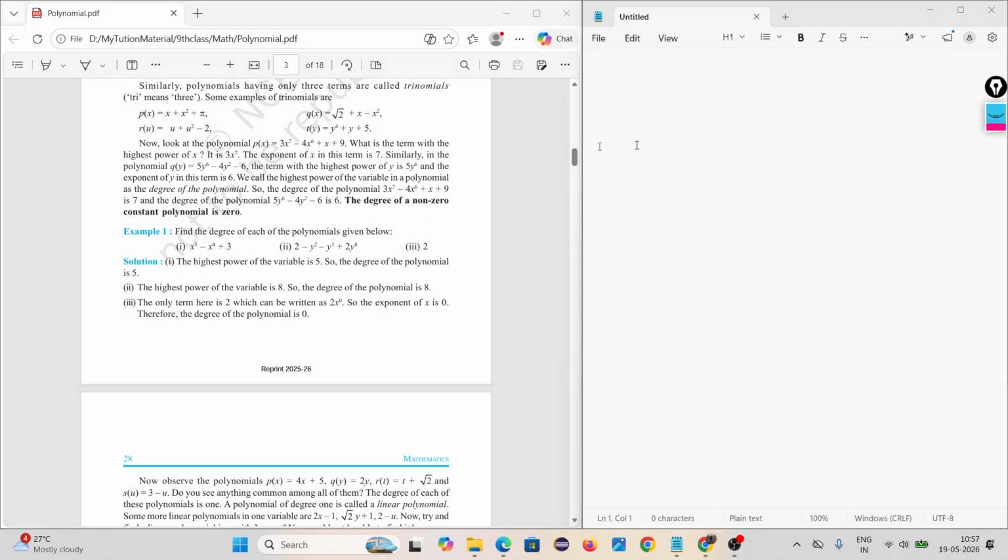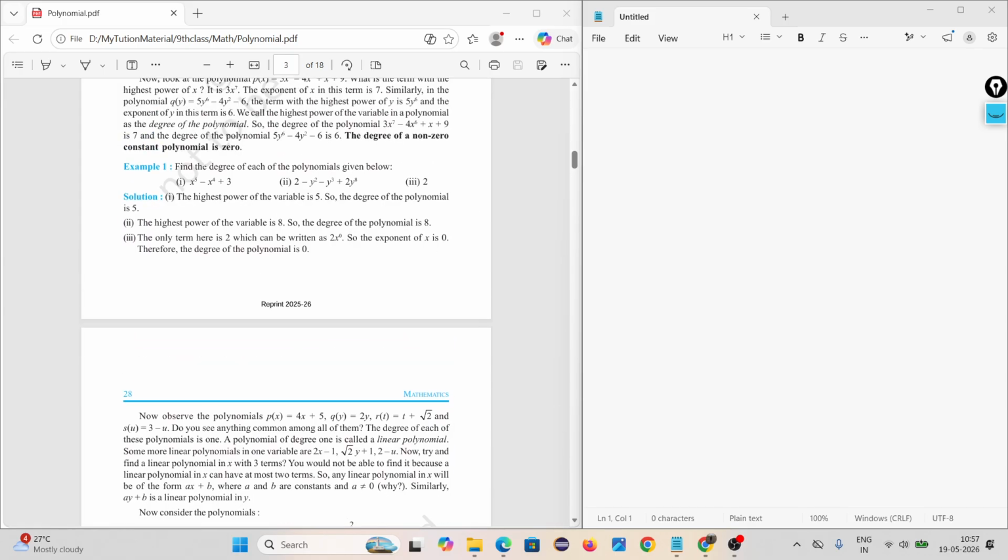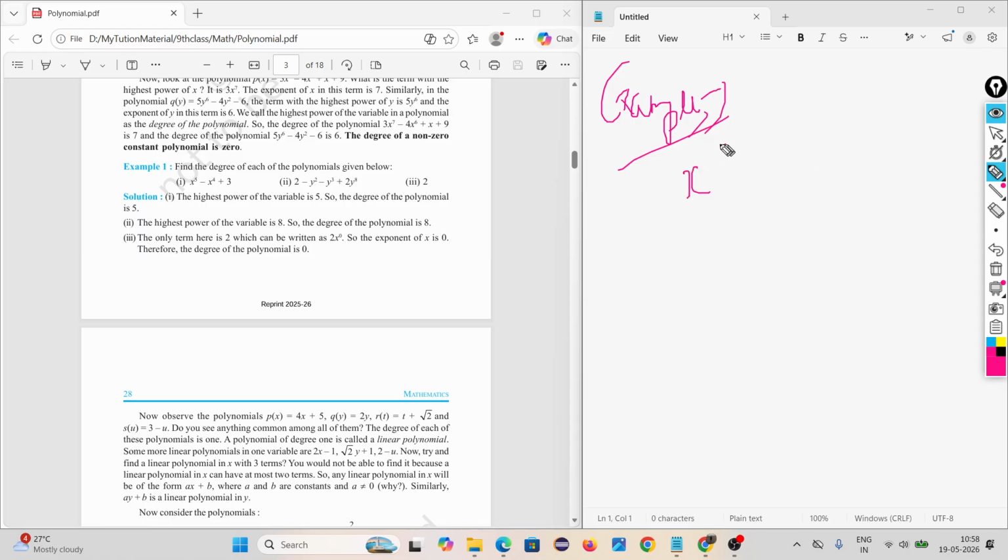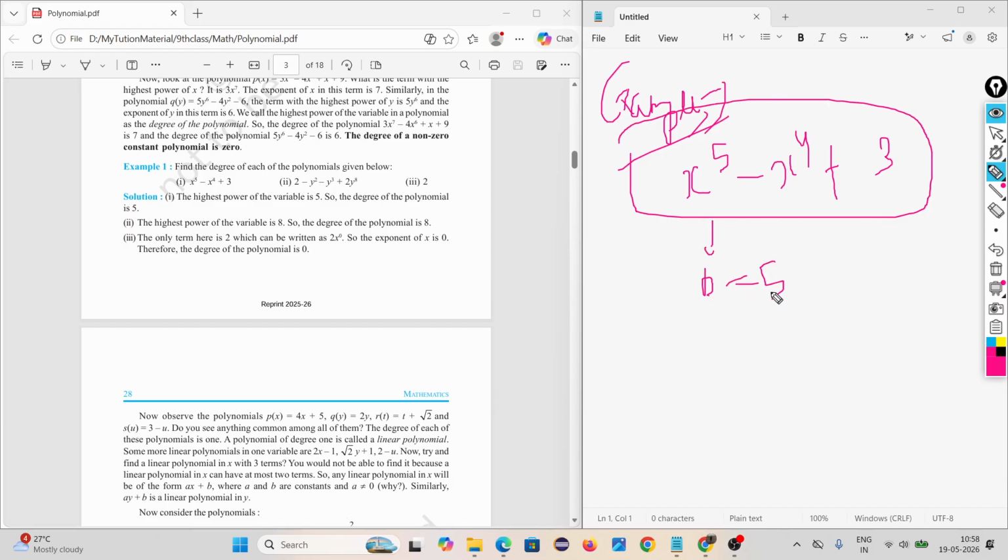Then look at Example 1. Find the degree of each of the following polynomials. x^5 - x^4 + 3. Tell me, what is the degree of this polynomial? Only 5. Why are you telling me x^5? Degree means highest power.